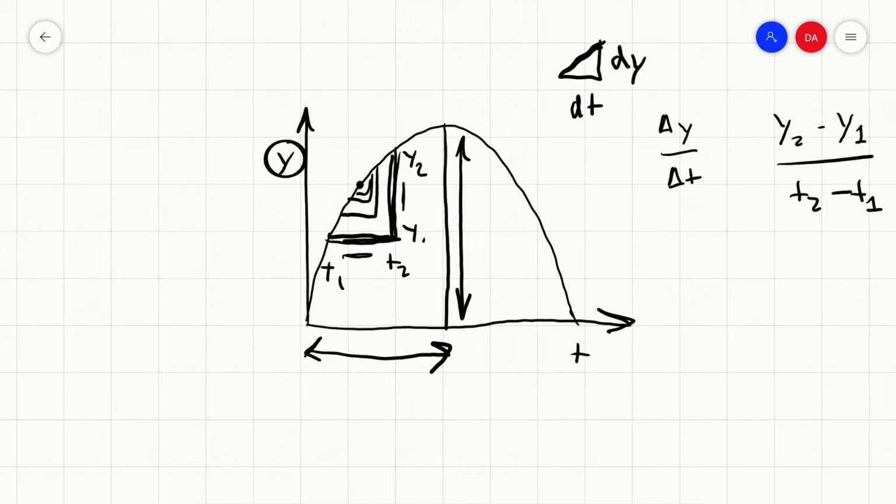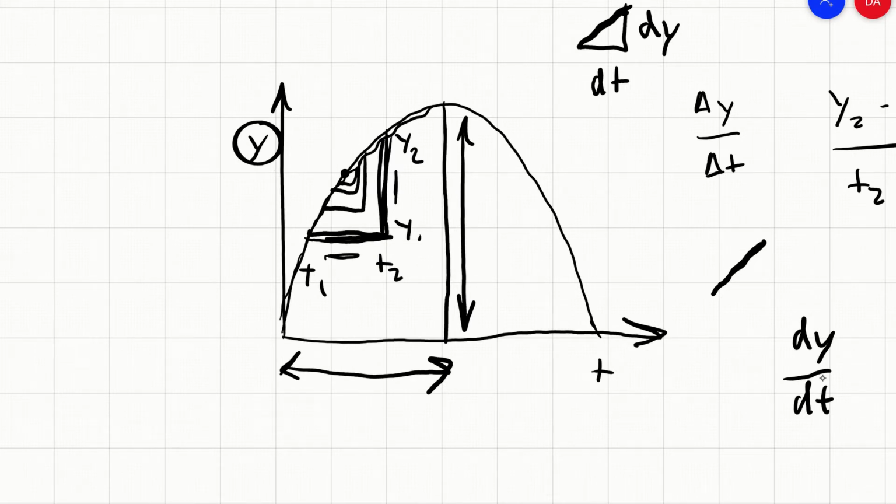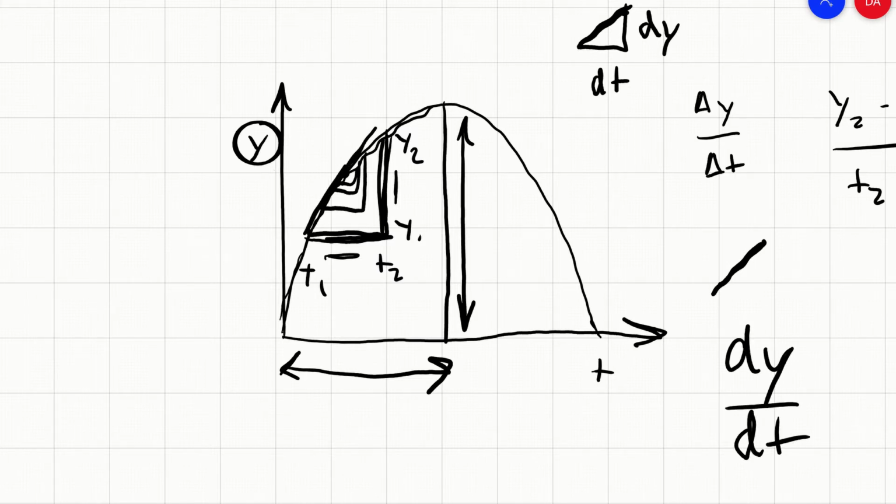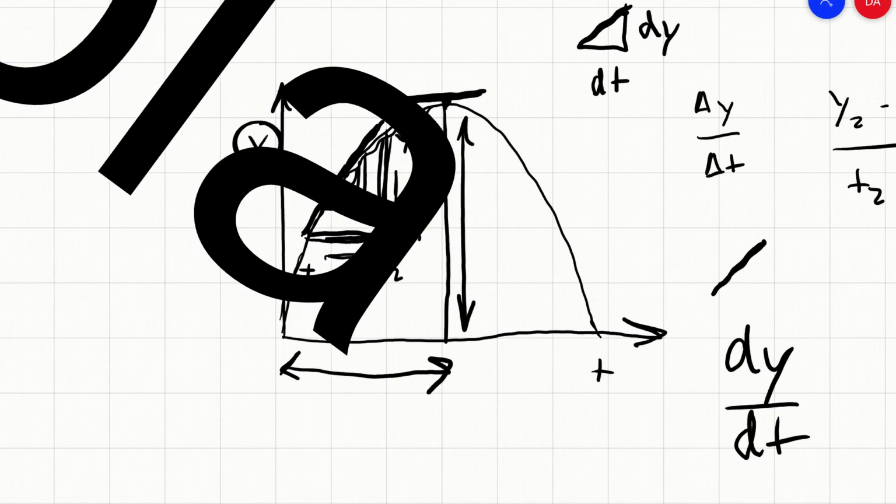This means that the speed or velocity of the ball at any point during this arc is the slope of that point. So the slope at any point during this curve would be dy over dt. And here, the slope is very steep, which means the ball is going very quickly. But over here, the slope is 0. It's completely flat at this point, at the top of the arc. So its velocity is 0.